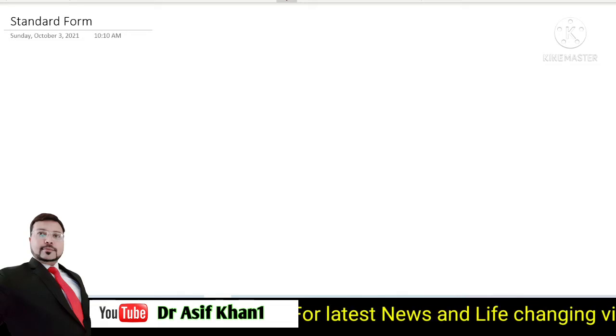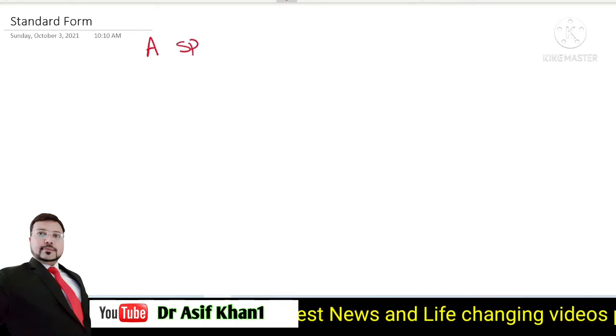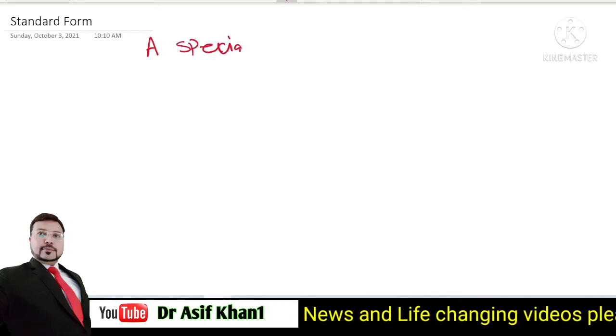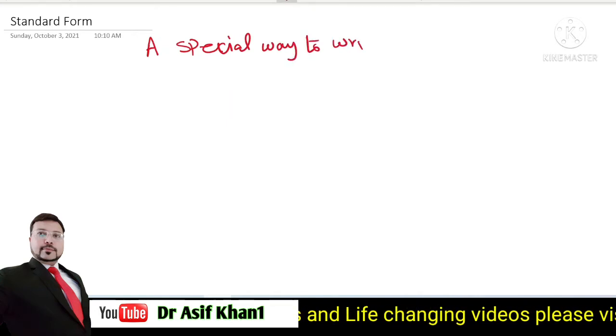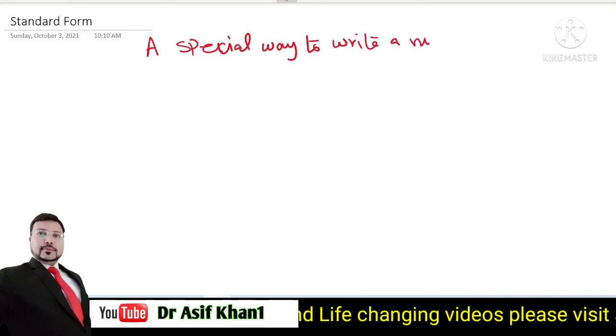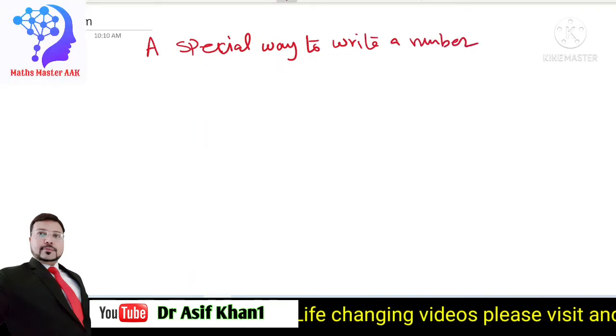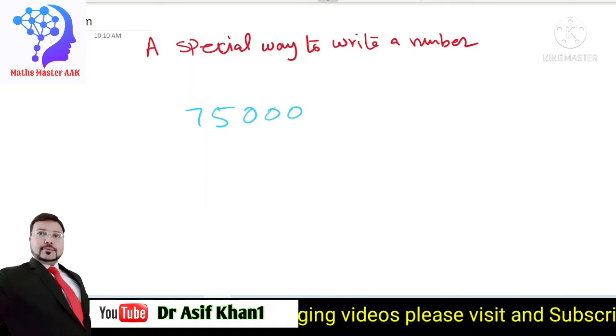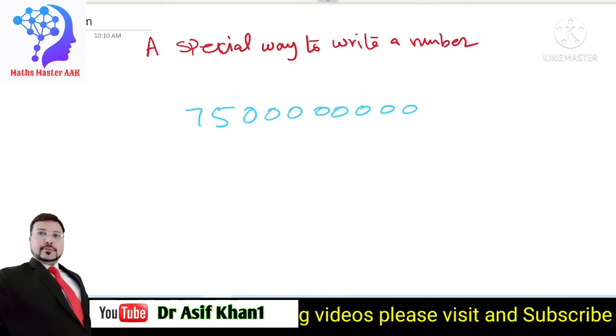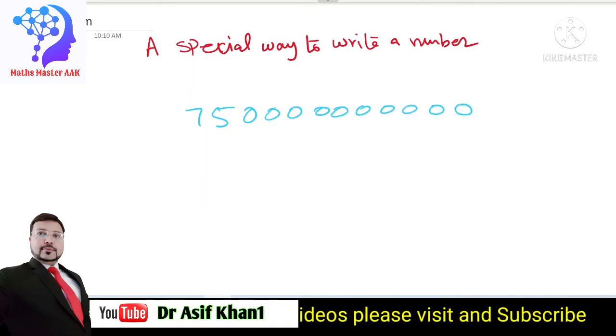Standard form is basically a special way to write a number. Whenever we have a very big number, like 75 and so many zeros, maybe further digits as well, it is very difficult to write this number again and again in this form.